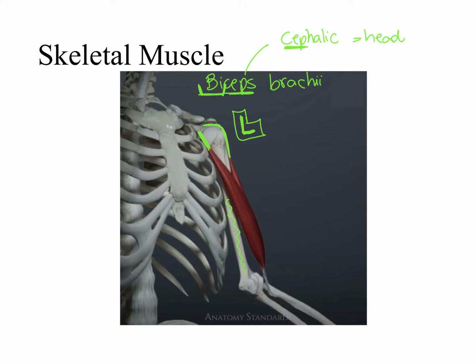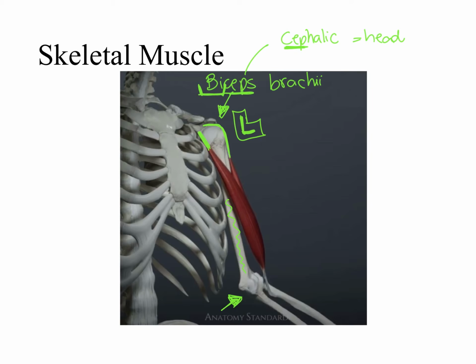The biceps brachii muscle crosses three joints: the shoulder joint, the elbow joint, and also the proximal radial ulnar joint. Because the biceps brachii muscle goes from the scapula all the way down to the radius bone.